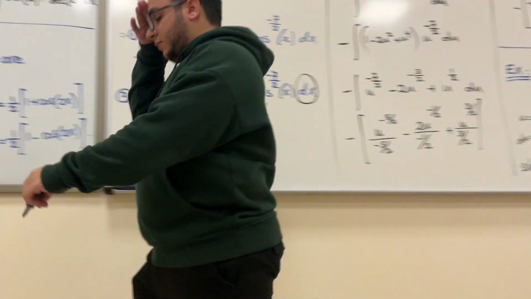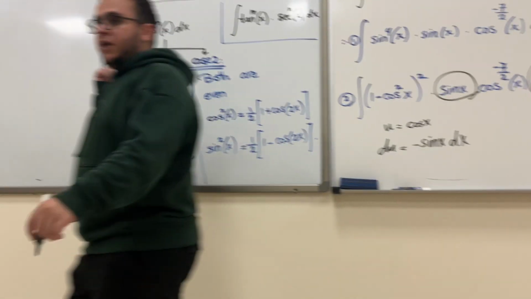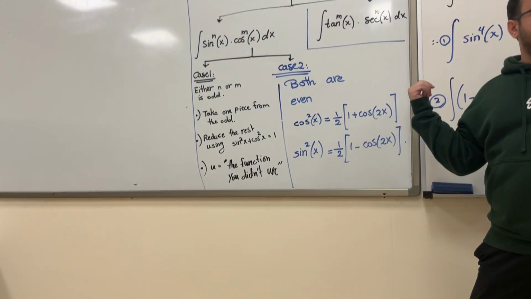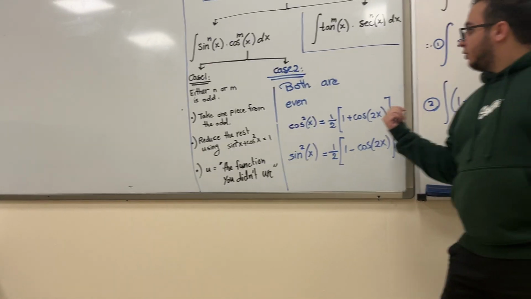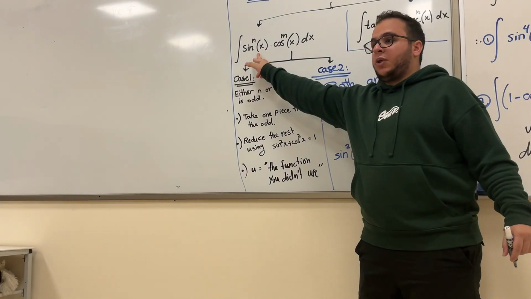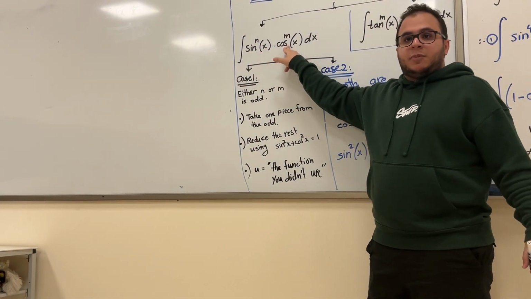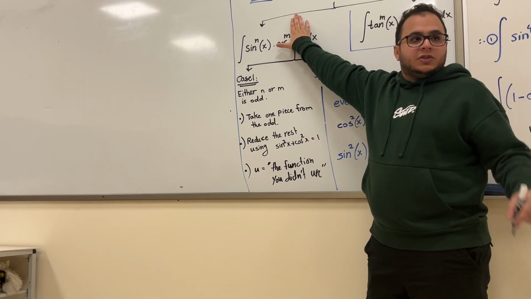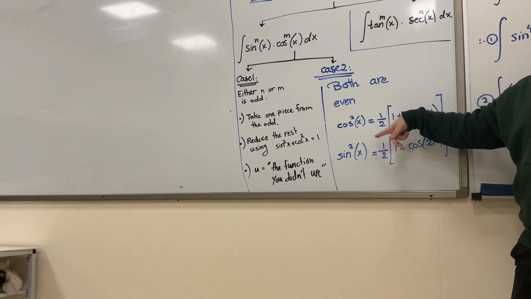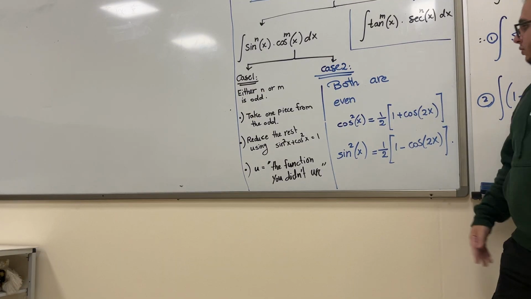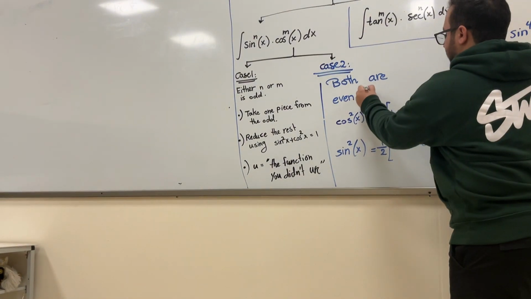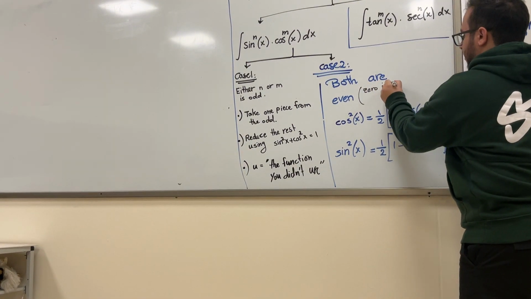Both are even, by the way. 0 is counted as an even number, in this context. So for example, I could have sine power 4 and cosine power 0, which is not there, it's 1. So sine power 4 can still be solved like this. So this is also counted. 0 is even in this case. Power 0 is even.